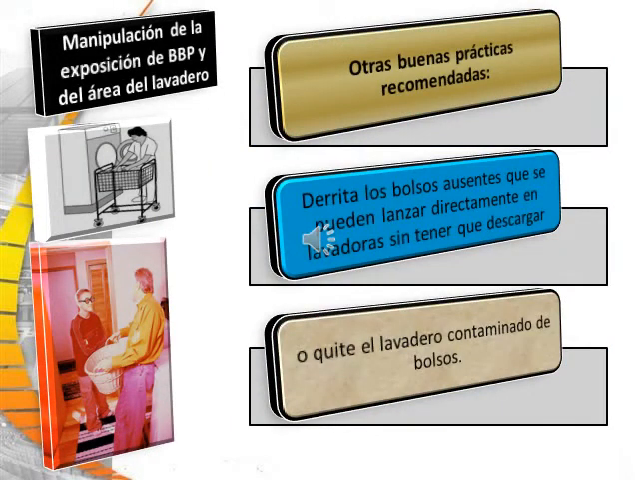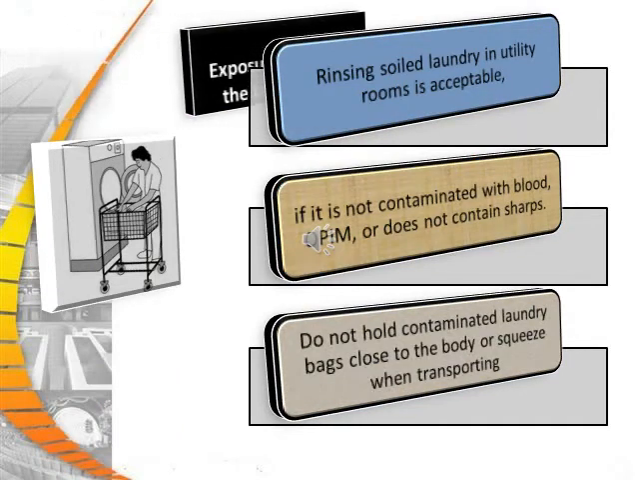Other recommended good practices are melt-away bags that can be thrown directly into the washers without having to unload or remove contaminated laundry from bags. Rinsing soiled laundry in the utility rooms is acceptable if it is not contaminated with blood or OPIM, or does not contain sharps. Do not hold contaminated laundry bags close to the body or squeeze when transporting.